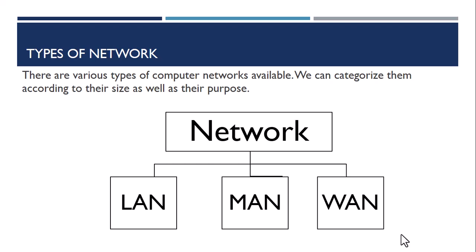At home, you use a LAN. When you use citywide Wi-Fi, that is a MAN. Your internet connection at home provided by your ISP is part of a WAN.